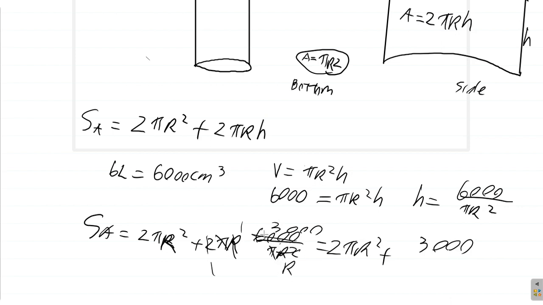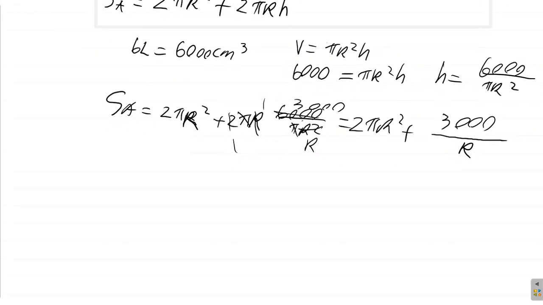So r into r1, r into r squared was r times. So what happened here? The 2 cancel, so that's gone. It's 3,000 over r squared. Cancel, the pi is cancelled. So it's r, 3,000 over r. Alright? So, what we have is that the surface area is equal to 2 pi r squared plus 3,000 over r.